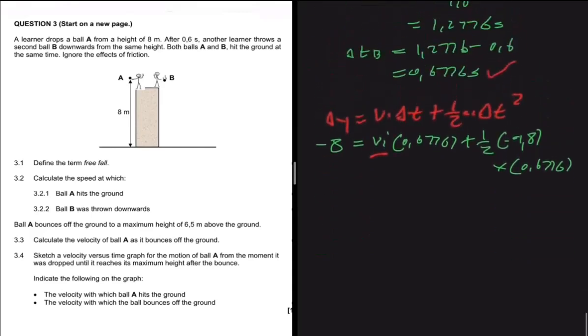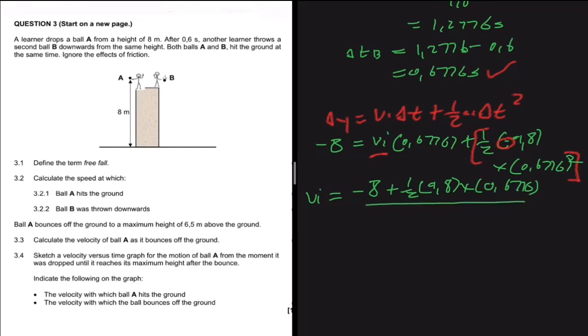So if we make VI the subject of the formula, we're going to get VI being equal to minus 8, and then we take this term to the left hand side. If we take this term to the left hand side, then this minus here will be a positive, right? So we're going to have minus 8 plus a half multiplied by 9.8 multiplied by 0.6776. We're supposed to have squared here, because it's a half a delta t squared, and then everything divided by the coefficient of VI, right? So we're supposed to have squared here too, which is 0.6776.